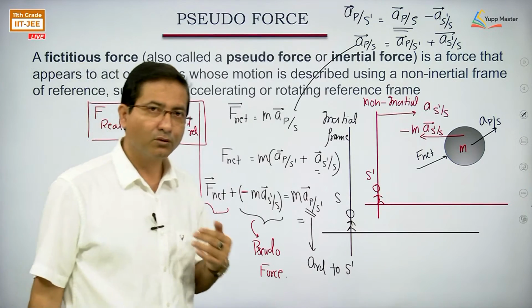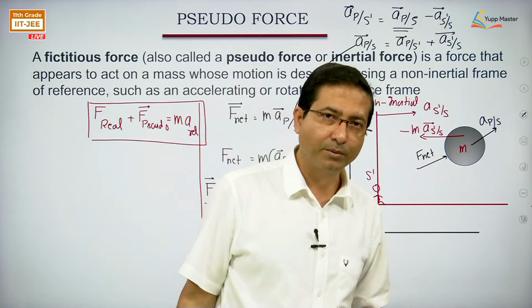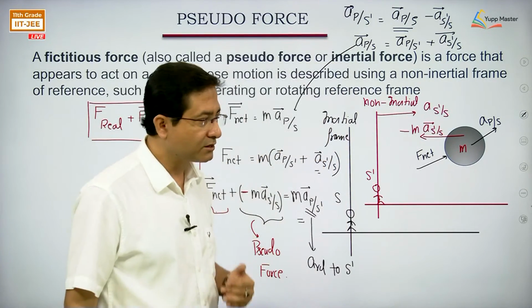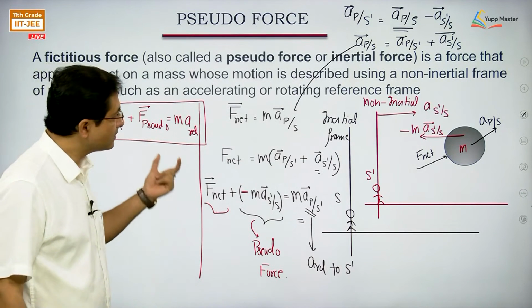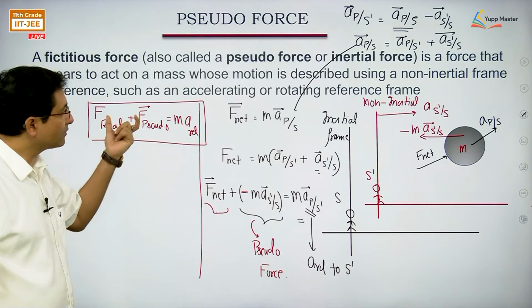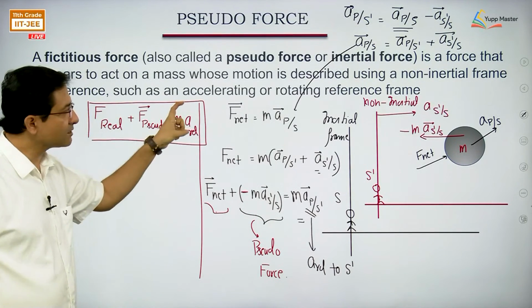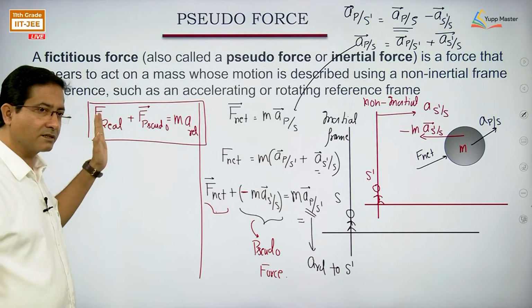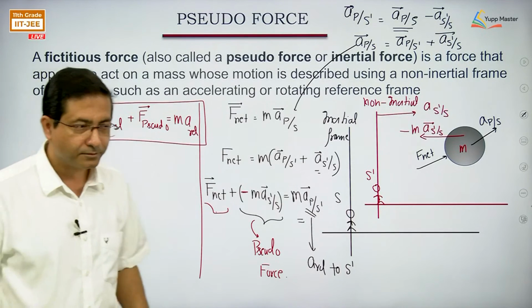So why do we want to go to some non-inertial frame? Because the analysis may become simple. Just to make the analysis simple, we may need to switch the frame, and when we switch the frame, this is the requirement. After adjusting this term, I can avail the facility of Newton's law of motion. I can write total forces, real plus pseudo, is equal to mass into relative acceleration.